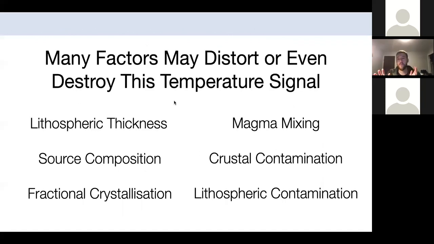Now, there are many problems with using such a simple proxy. Changes in lithospheric thickness rather than temperature could change melt fraction. Your source composition might vary, and that would vary your lanthanum over samarium ratio. And then there's a whole host of different things that can happen between the mantle and the surface that can change your lanthanum over samarium ratio.